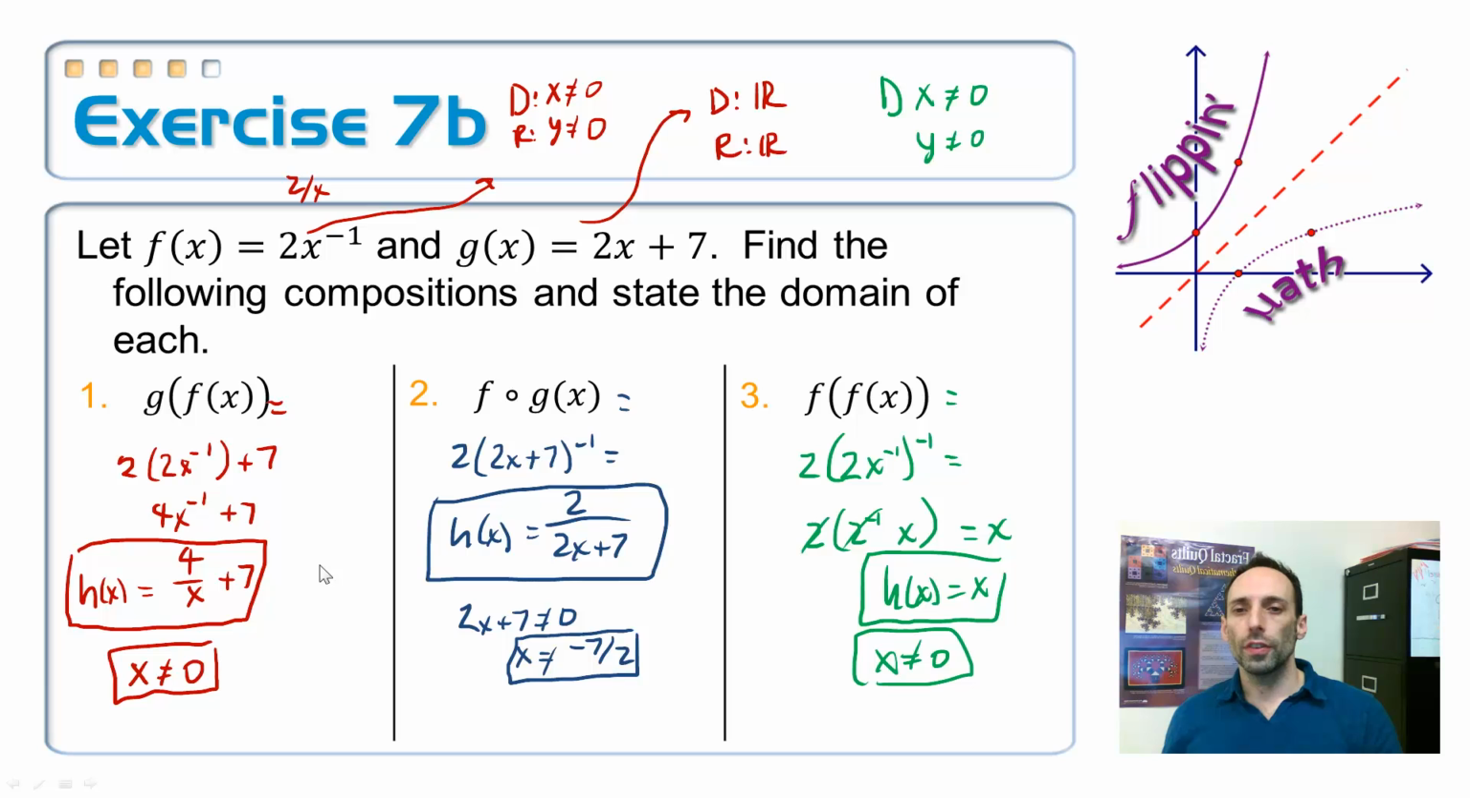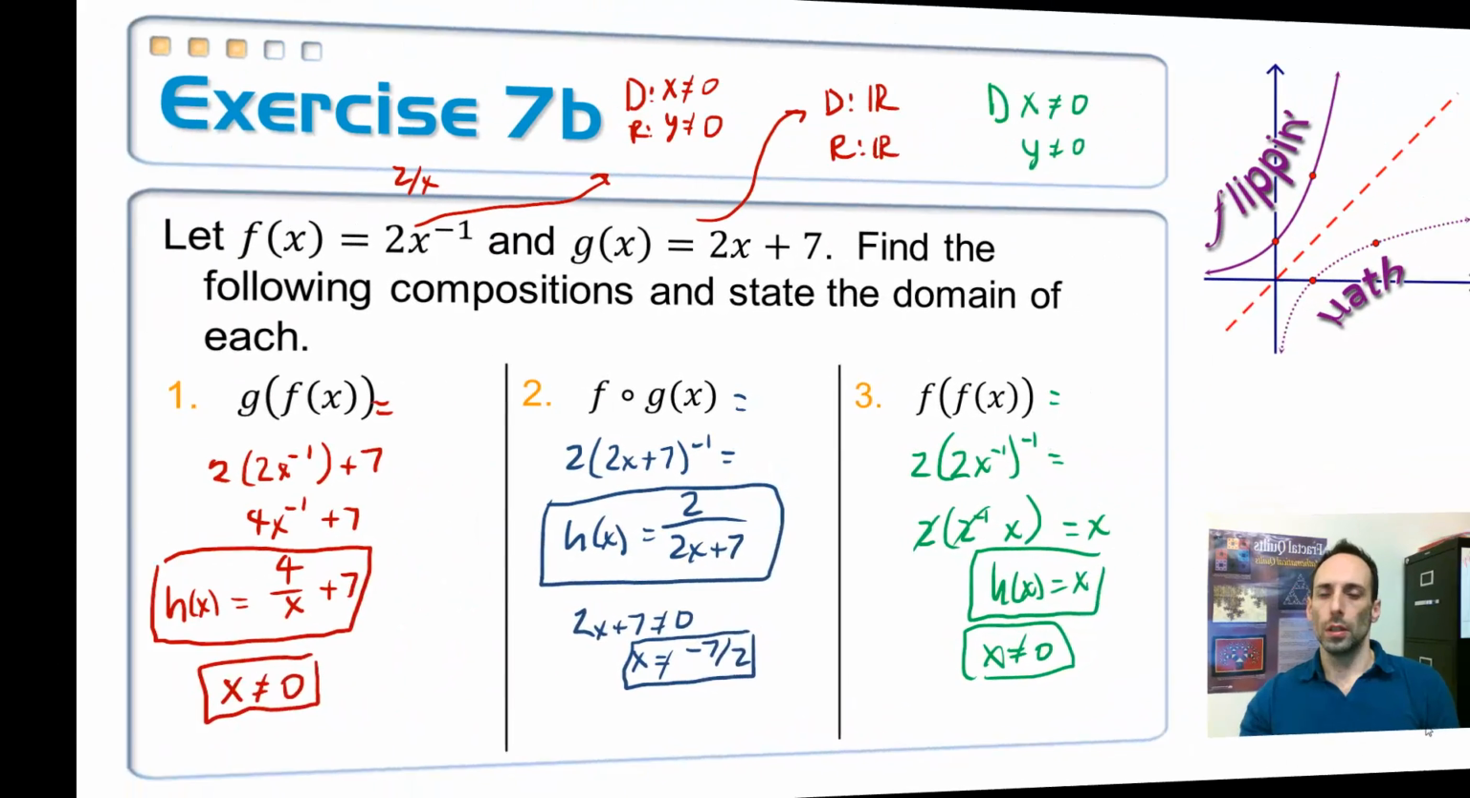Okay, and then as far as the domain goes, I take the interior function, which is f of x. I would say it is x is not equal to 0, as long as the range, y is not equal to 0, is completely contained within the domain of g of x, which is all real numbers. And it is, so it works out.